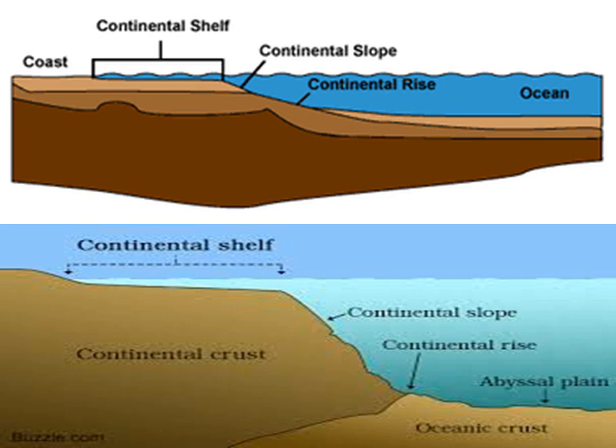See the picture. This is the picture of the relief features of the ocean floor. First you see the coast, then the continental shelf, then the continental slope, the sloping area, then the continental rise, then the ocean. Down below in the picture the abyssal plain is there. Like that all the features are given.